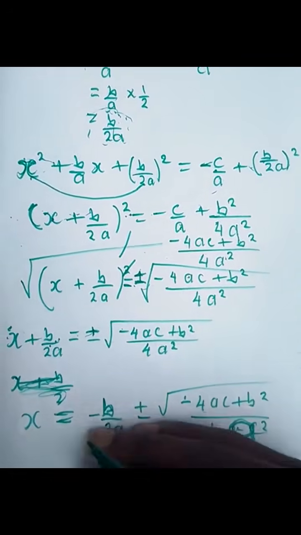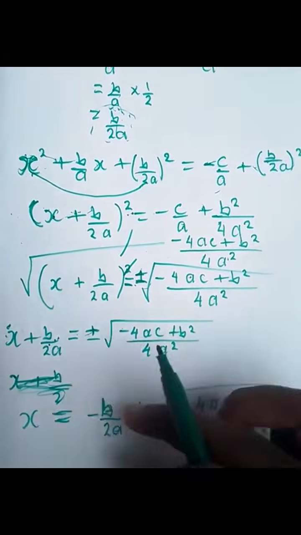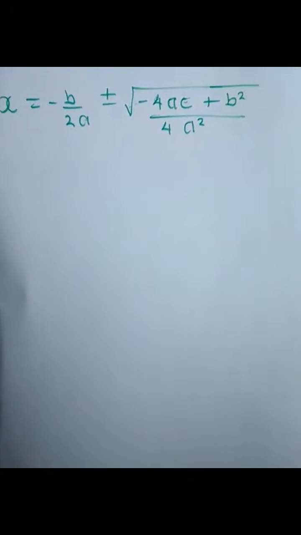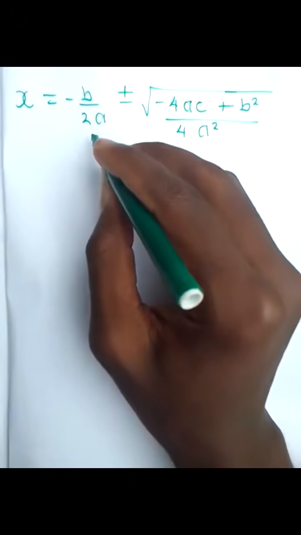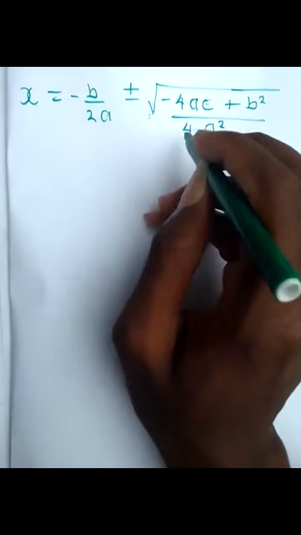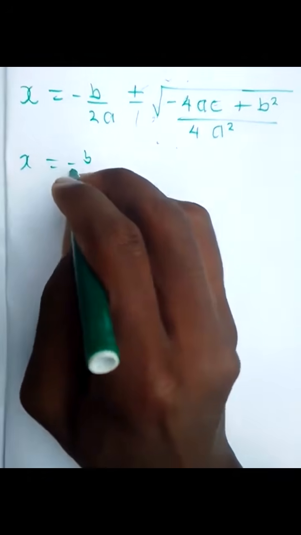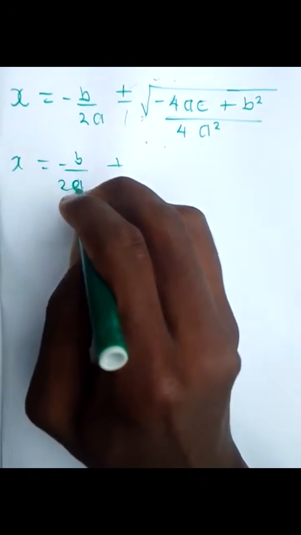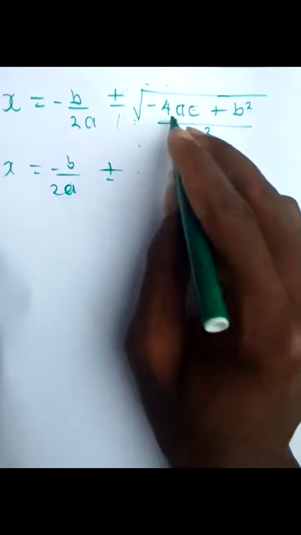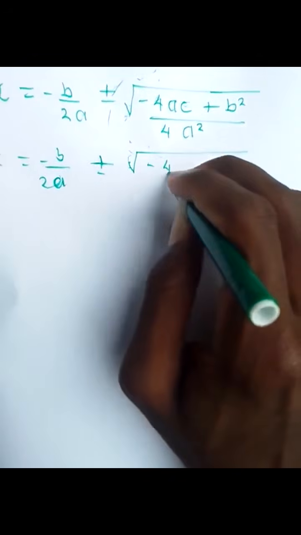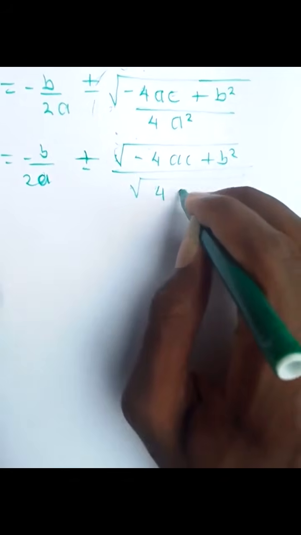I'm just running out of space, so let me write this on a separate page and continue from there. Alright, let me try to evaluate this part alone. So I'll say x is negative b over 2a, plus or minus. You know that this can also be written as the square root of negative 4ac plus b power 2 over the square root of 4a power 2.